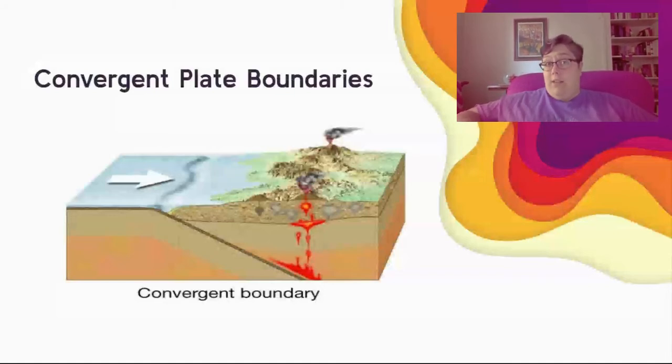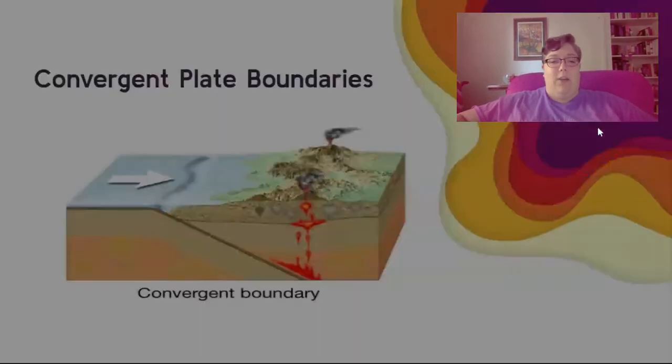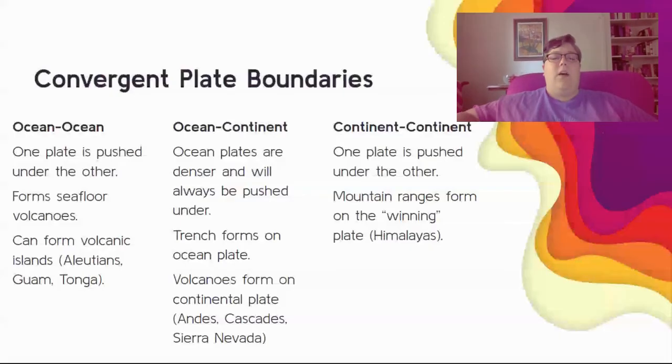Now, which plate does what? Well, that depends on what two kinds of plate are running into each other. So convergent plate boundaries are the trickiest of the three types because what they're going to do depends on what kind of plates you've got. If it's two plates that have ocean on top of them, flip a coin. One plate is going to get pushed under the other, but they're roughly the same thickness, roughly the same density, so it could be either one.